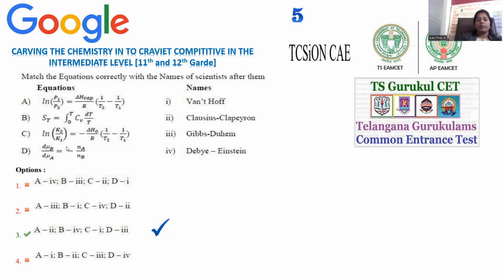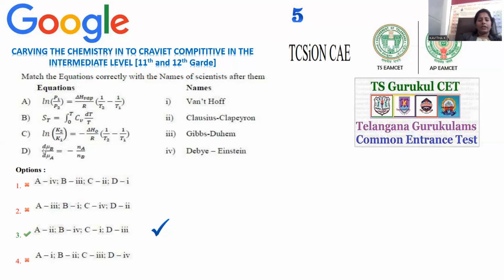And ln K2 by K1 is equal to minus delta H naught by R into 1 by T2 minus 1 by T1. So the temperature difference in accordance with this is called a dissociation constant. This kind of relation is given by van 't Hoff: ln K2 by K1 is equal to negative delta H naught by R. H naught denotes what? Standard enthalpy difference by R, 1 by T2 minus T1, final temperature minus initial temperature. This is the equation corresponding to van 't Hoff.